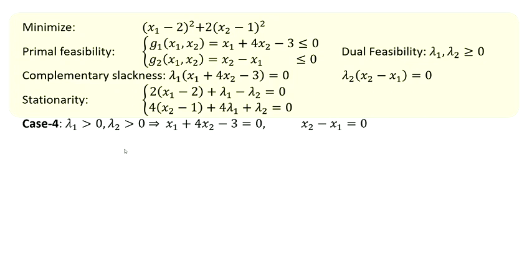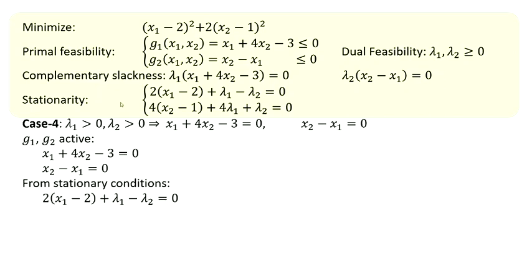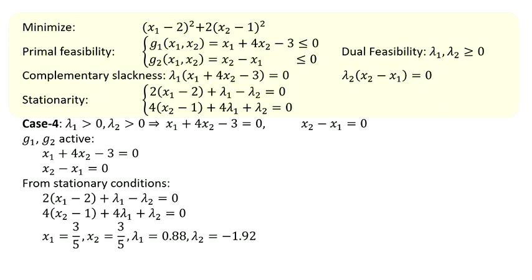So here we have lambda 1 and lambda 2 both strictly greater than 0. So we have two extra variables. So in all we have 4 variables to solve. G1 and G2 are active, which means that this is equal to 0 and x2 minus x1 is equal to 0. So we have 2 equalities, and we get the other 2 equalities from the stationary conditions. 4 variables and 4 equalities. So this is the solution that we get. I'm sorry, I had to express them in terms of decimals. Okay, so this is where we land up.